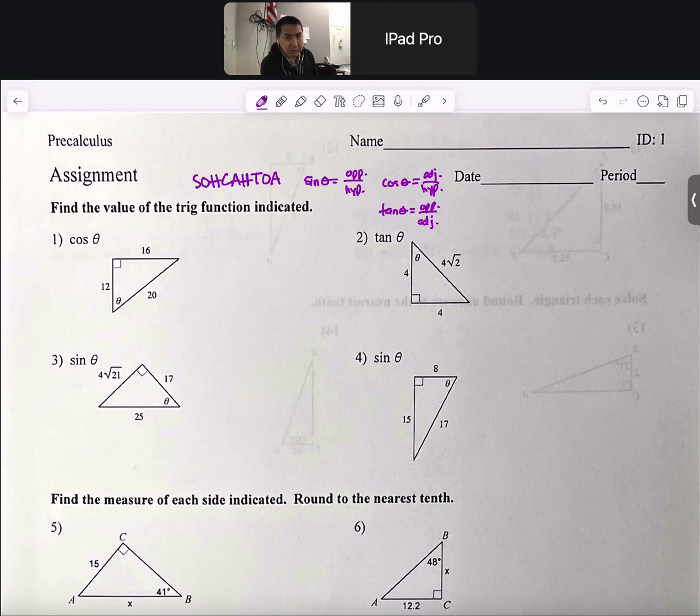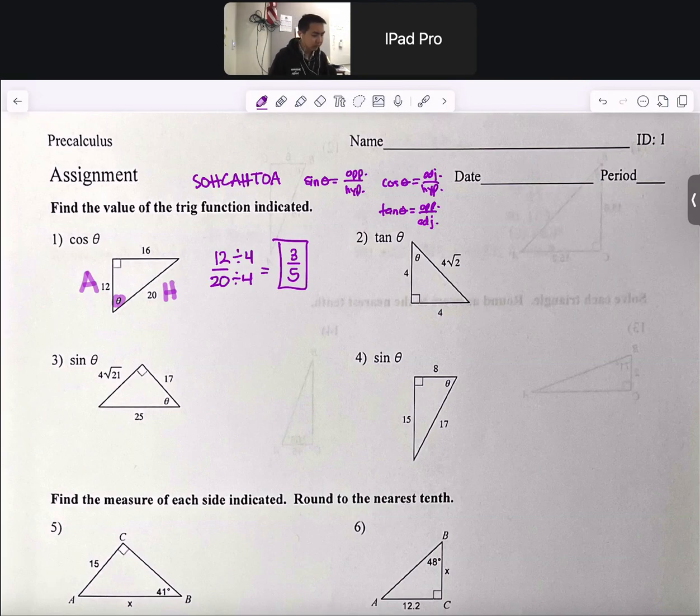Now, to find cosine, we are in the perspective of this angle, and cosine is the adjacent and the hypotenuse. So all cosine is here is 12 over 20. Now remember, if you can simplify a fraction, you do so. So 3/5 would be your answer for that one right there. Okay, 3/5.